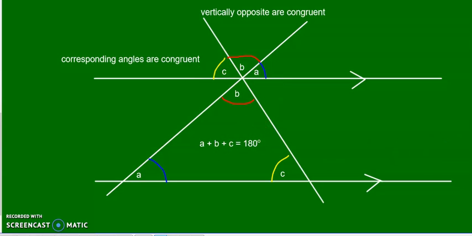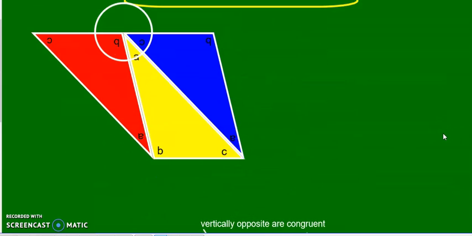So here we have two ways of showing that the sum of the angles in a triangle is always 180 degrees. We can show it like this, and we can show it like this.